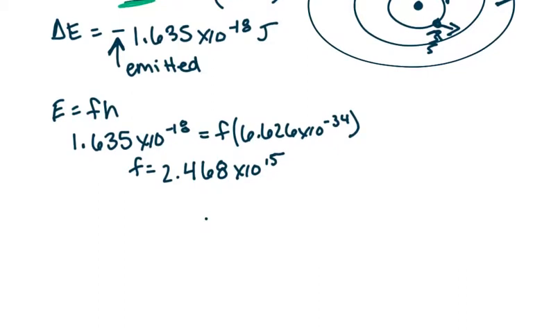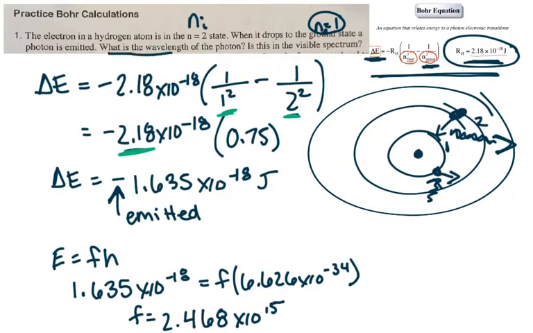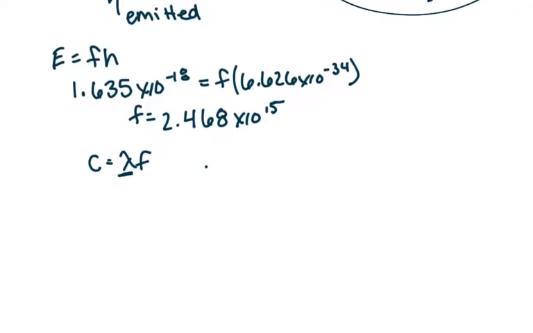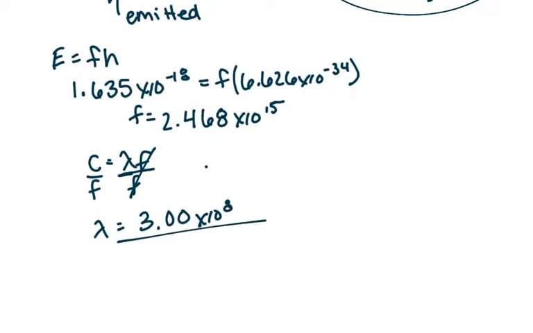So I'm going to plug that into my next equation, which is C equals wavelength times frequency. So now I can solve for wavelength, which if you remember back in the question, it says what is the wavelength of the photon. I'm going to take my speed of light and divide it by frequency to get my wavelength. So my speed of light was 3.00 times 10 to the 8 divided by my frequency, which is 2.468 times 10 to the 15th power, and I get 1.21 times 10 to the negative 7, and that's in meters.